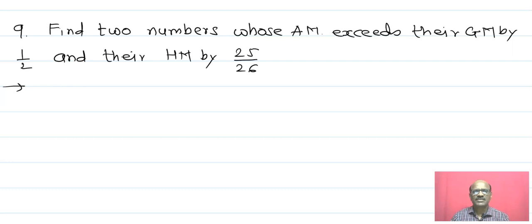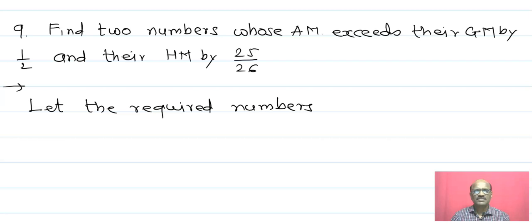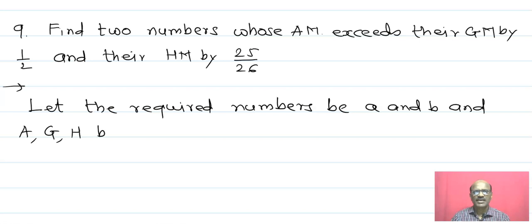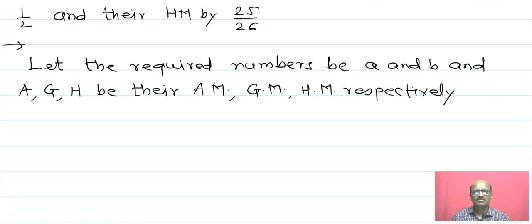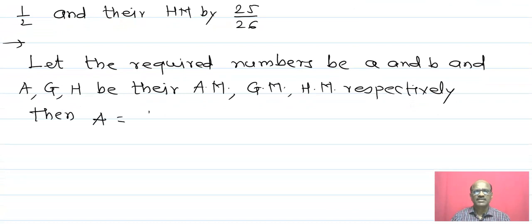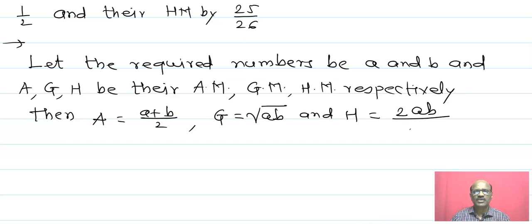Now see this. Let the required numbers be A and B, and let A, G, H be their AM, GM and HM respectively. Then A is equal to (A plus B) upon 2, G is equal to the square root of AB, and H is equal to 2AB upon (A plus B).